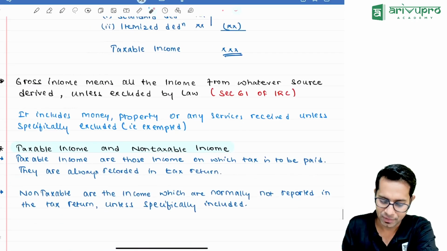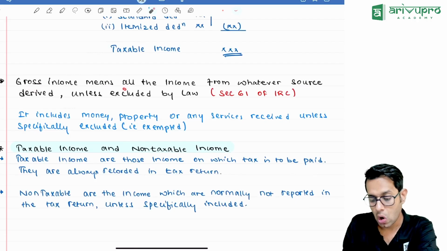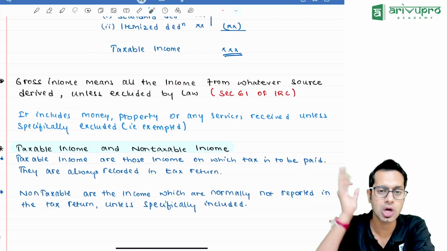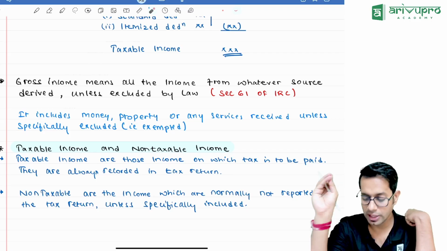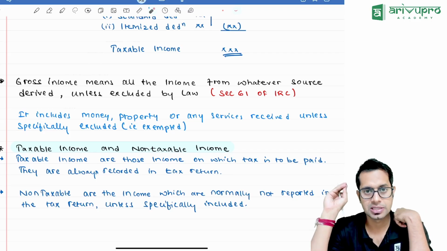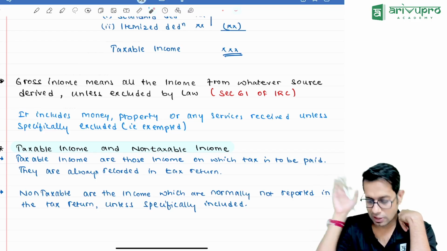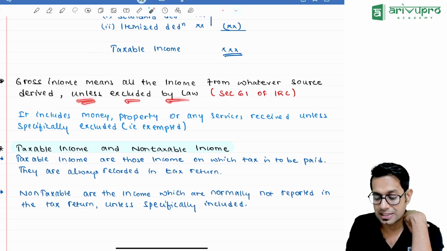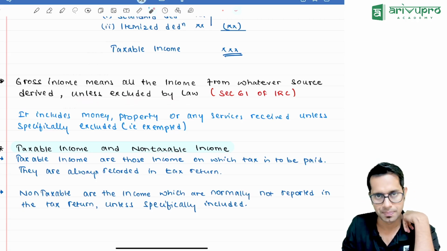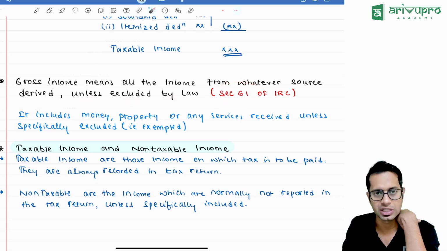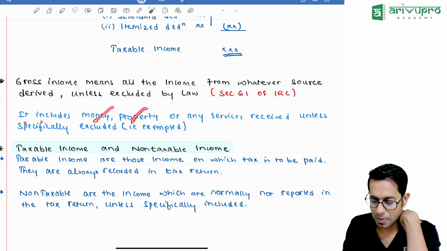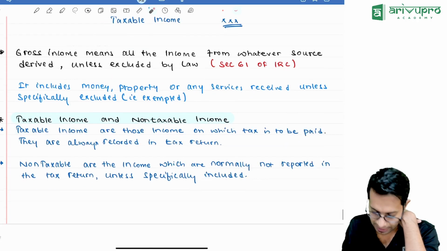Then what is gross income? Gross income means all the incomes from whatever source derived. So it does not matter what is the source of that income. All the income which a person is earning, from whatever source he is earning, it does not matter, will be called your gross income unless it is specifically excluded by law. And this definition is given under section 61 of the Internal Revenue Code. It includes the money, property, or any services which is received unless it is specifically excluded.